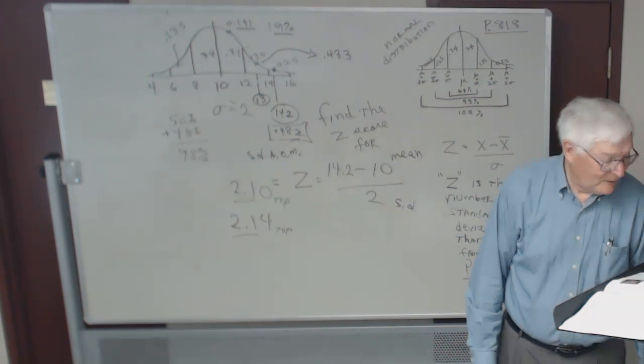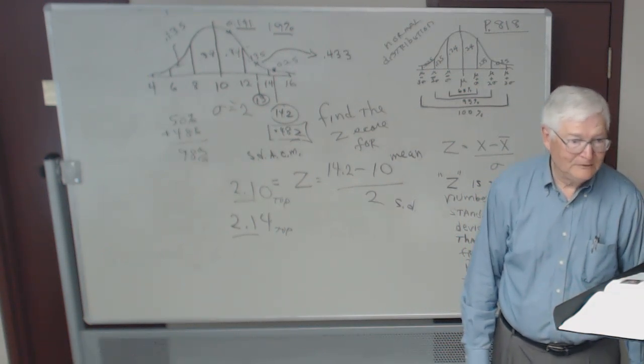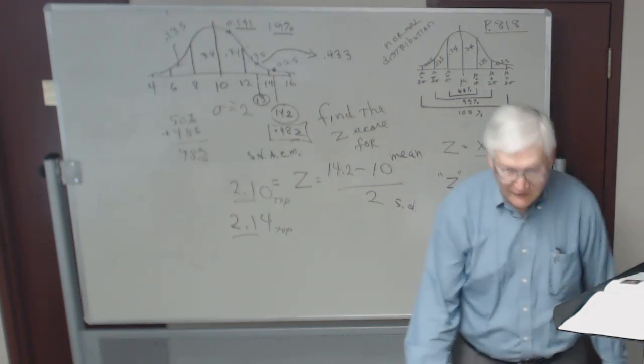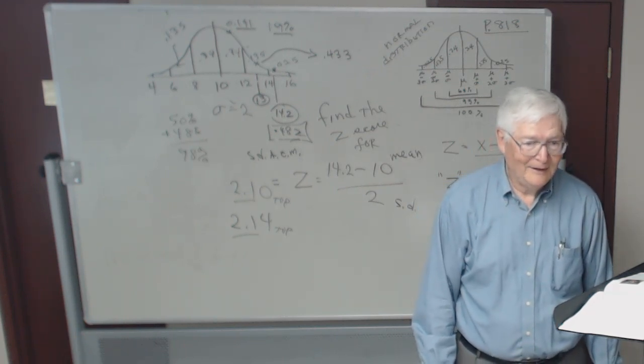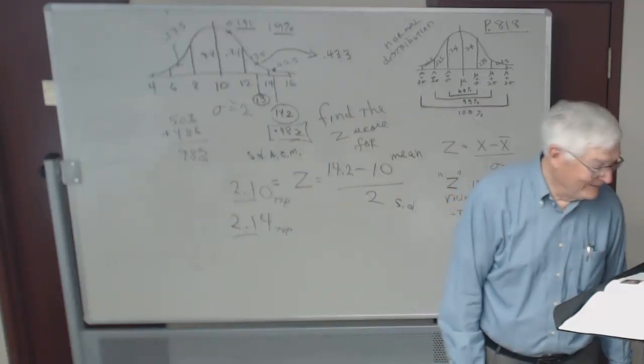So guess what? The answer to your question, what happens if you get a z-score that isn't on the chart? You recalculate your z-score because you made a mistake. Good.